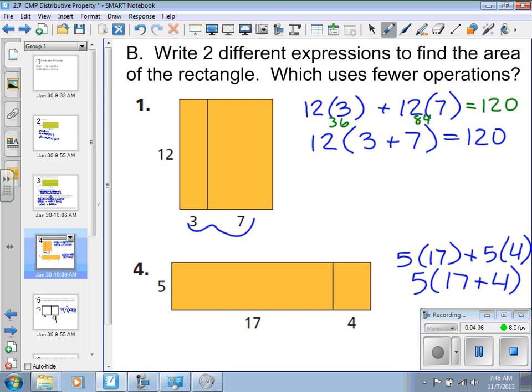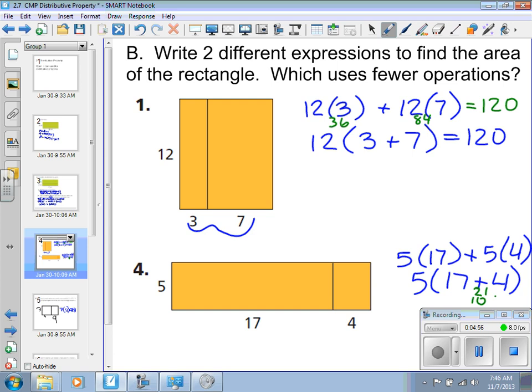Then, on the bottom one, 17 plus 4 gives me 21. 21 times 5 is 105.